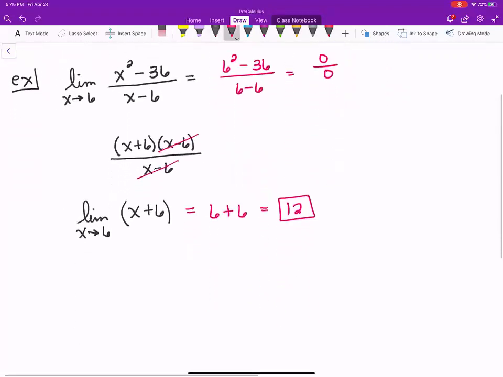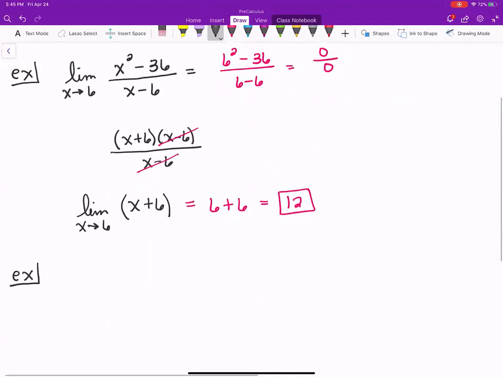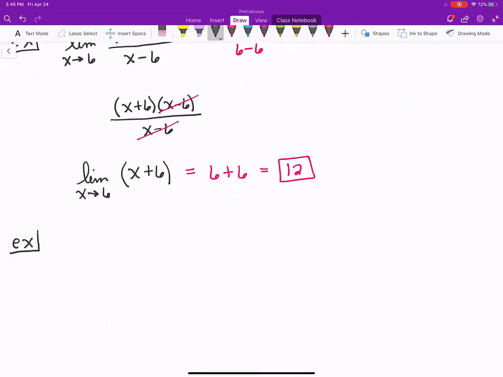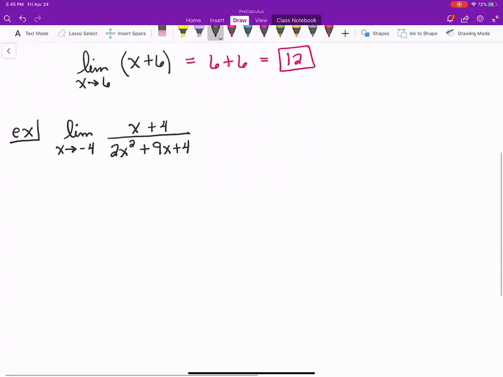Okay, so then let's do, we have something like the limit of x plus 4 over 2x squared plus 9x plus 4, and we'll let x approach negative 4 on this one. Okay, so again, I'm not really using the properties, kind of am, kind of not.